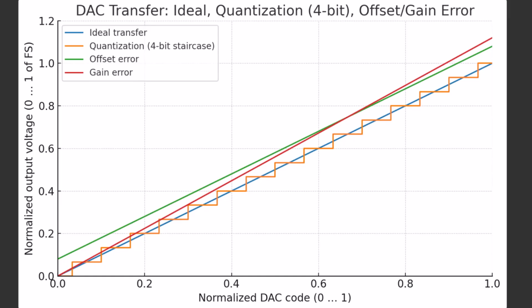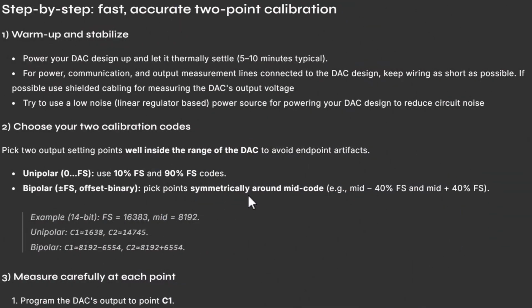Then we have the gain error. Gain error typically is very low at the low end of the DAC and then is going to deviate from the ideal curve as you go up in codes. But notice, both these error curves are linear, right? So the two-point calibration is dependent on correcting error that's in linear form. Okay, let's go step by step through the process, and then we'll see the process in action.